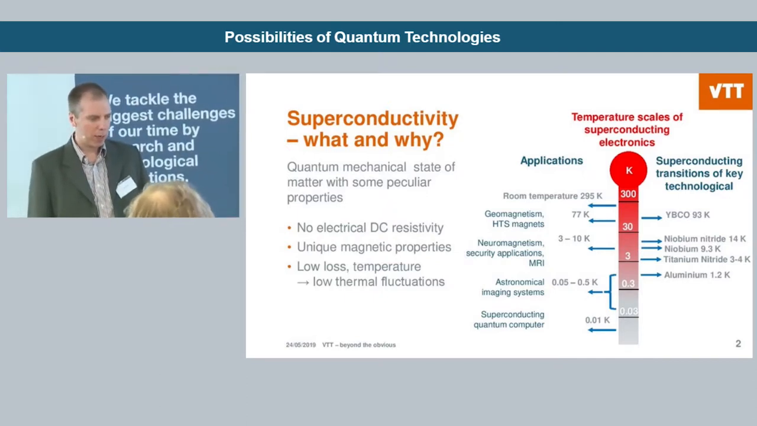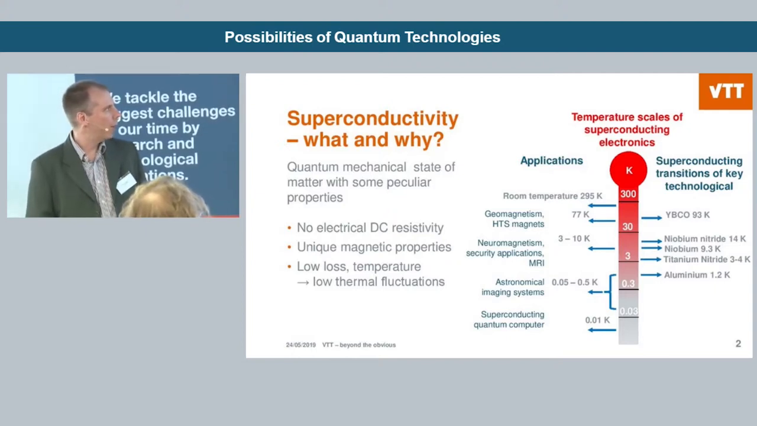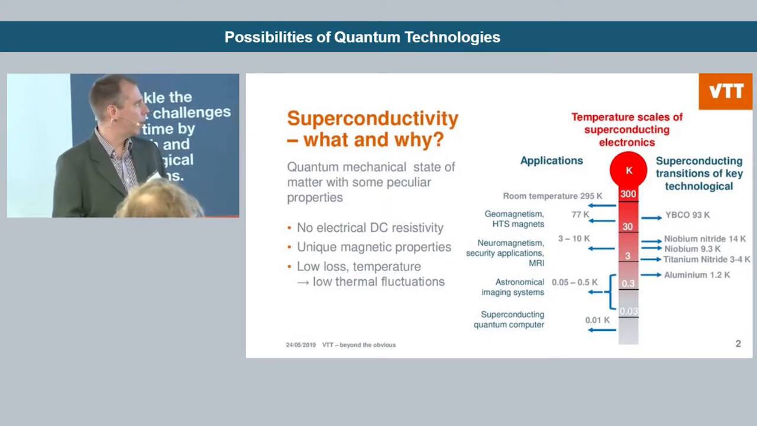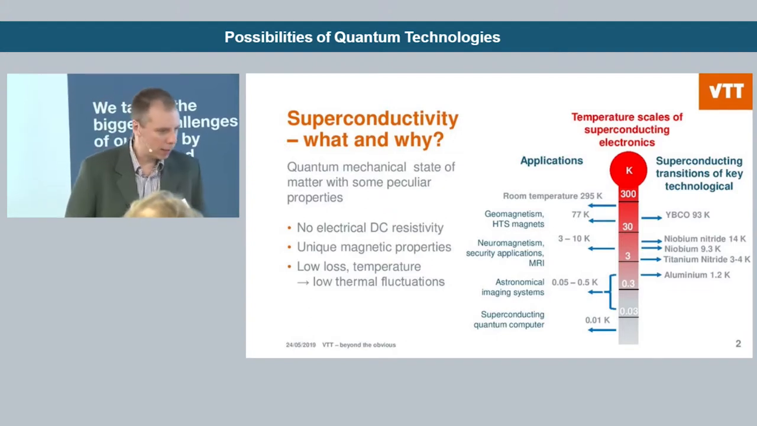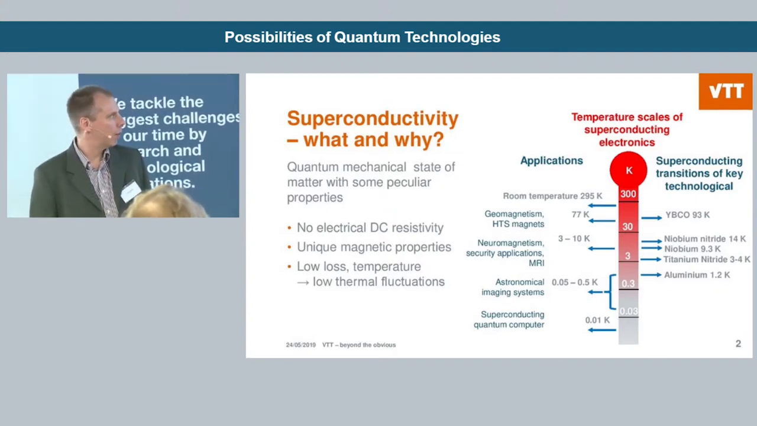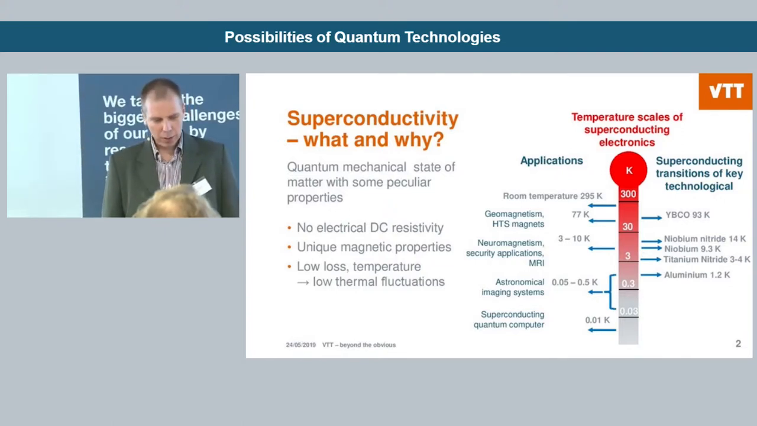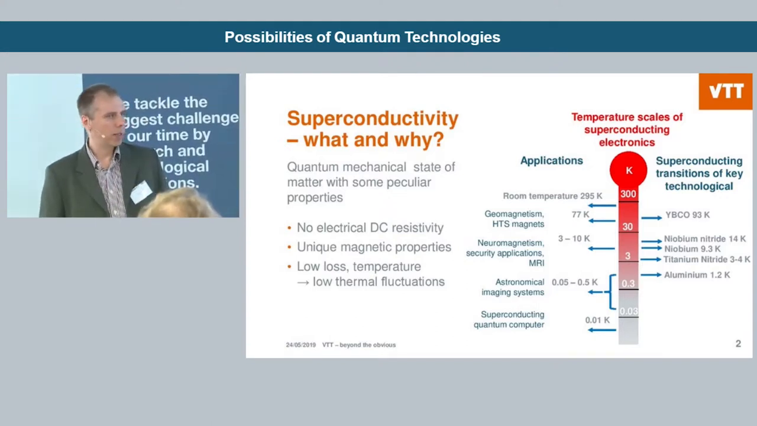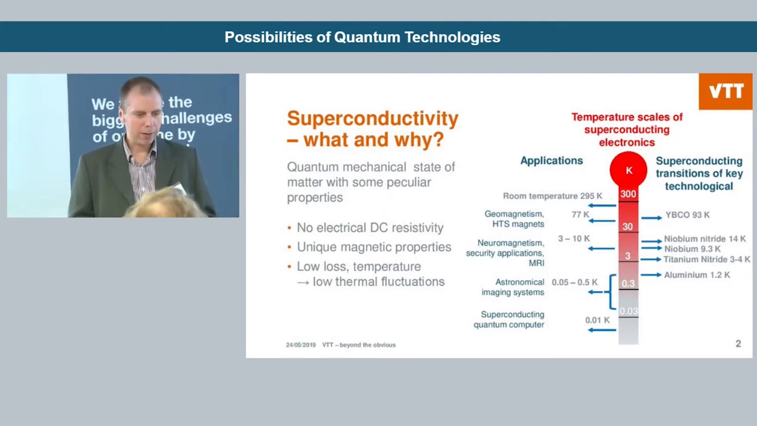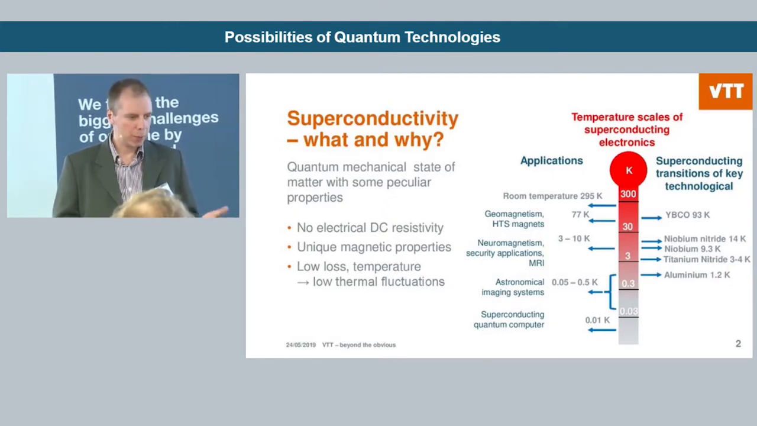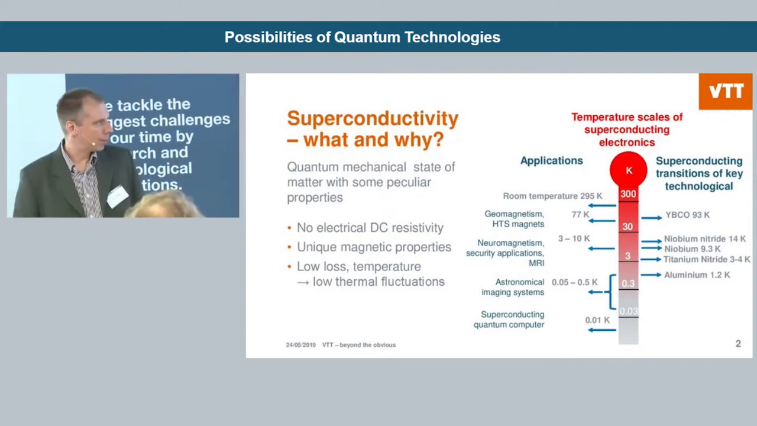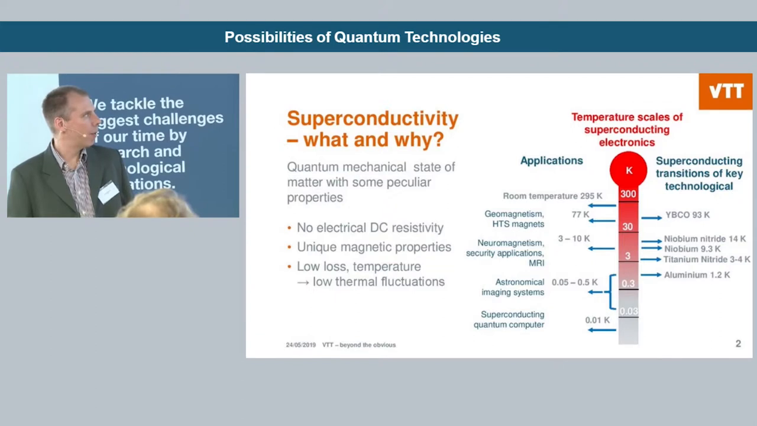So superconductivity: we have had something on cryogenics and something on quantum phenomena, but superconductivity as such is a quantum state of matter that has some strange properties. Most well known is that it has no DC, low frequency electrical resistivity, and some unique magnetic properties. It works at low temperatures, which are a useful thing, because you have low thermal fluctuations. You can make very sensitive detectors, for example, and you can have certain phenomena like quantum states with small energies that are not hidden by thermal fluctuations.